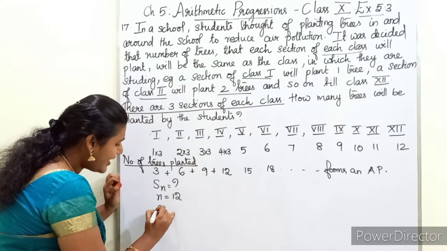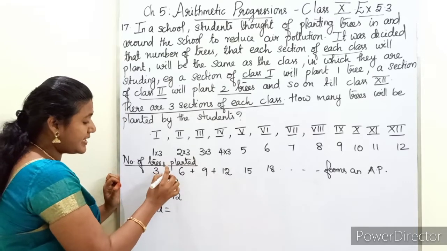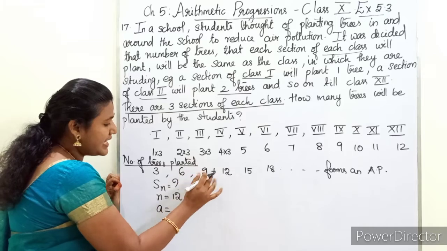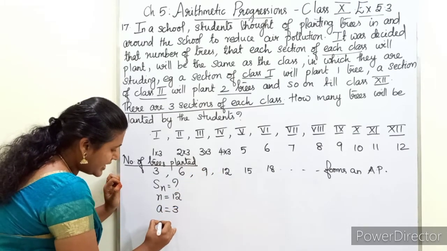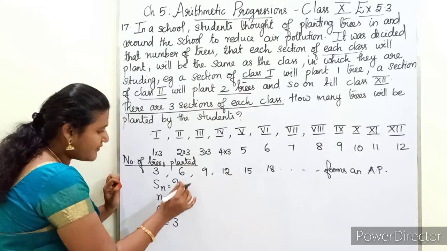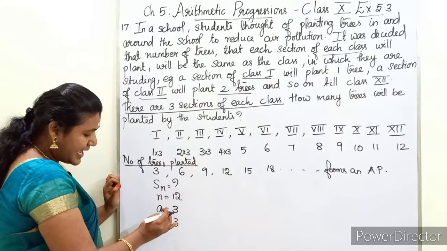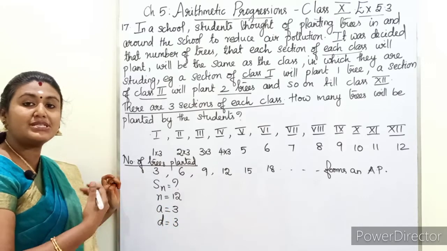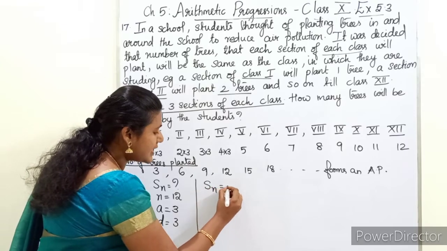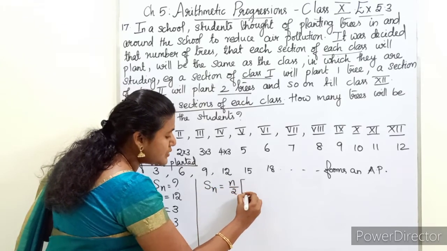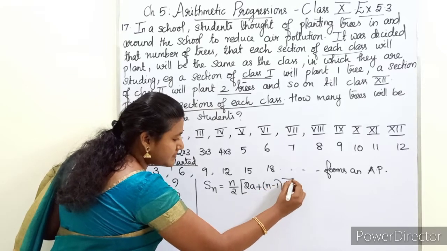So what about the a value? Here the first number is 3, so a is equal to 3. And what about d? d is equal to 3, the difference a2 minus a1. So a is equal to 3 and d is also 3. So we have n, a and d values. So we will use the Sn formula for calculating the sum. Sn is equal to n by 2 into 2a plus n minus 1 into d.